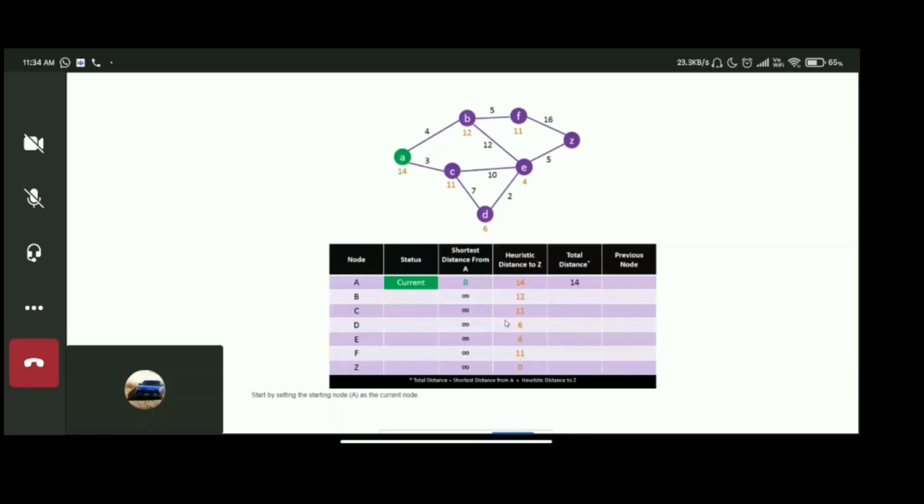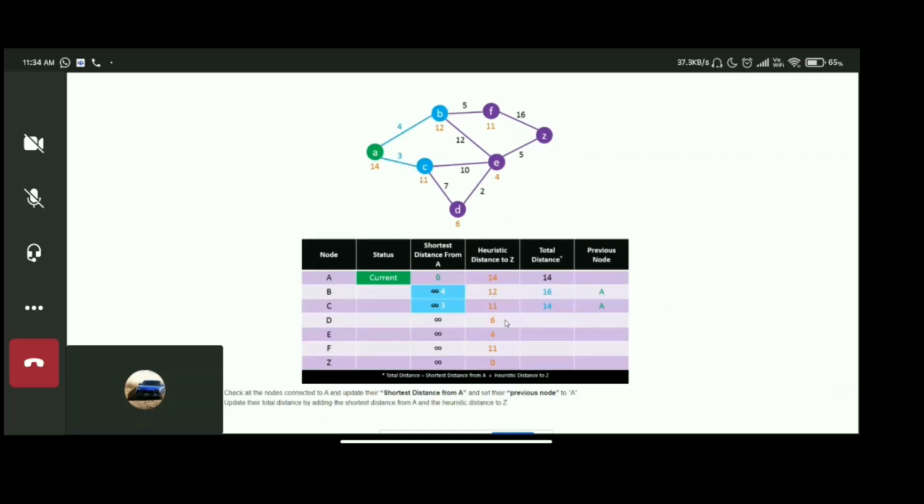The path from A to C will cost you 14. G of n is equal to 3 and H of n is equal to 11. So 3 plus 11, you will get 14. This is how it will work.